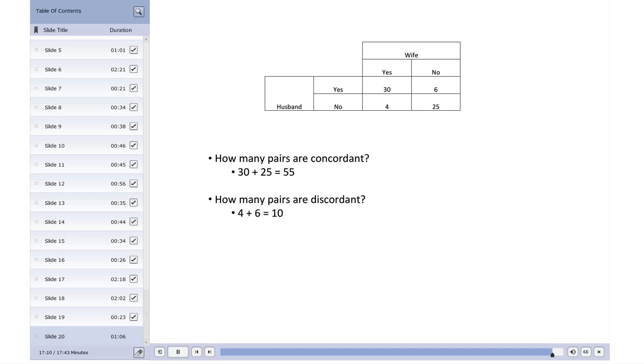Then the second question says how many pairs are discordant. Discordant pairs are the ones where the subjects are different. And so we have 4 pairs where the husband said no, the wife said yes. We have 6 pairs where the husband said yes and the wife said no. Those are the ones where they're different. And so there are 4 plus 6, which is equal to 10 discordant pairs.